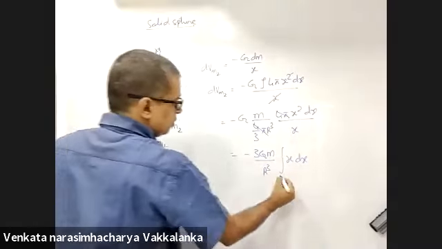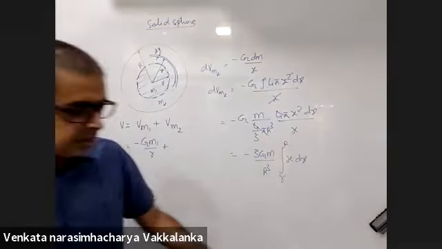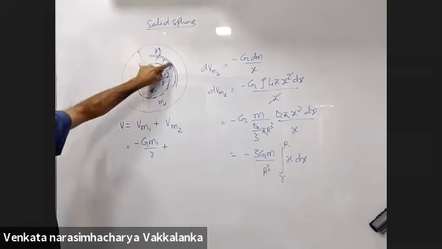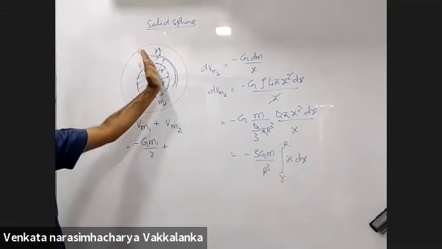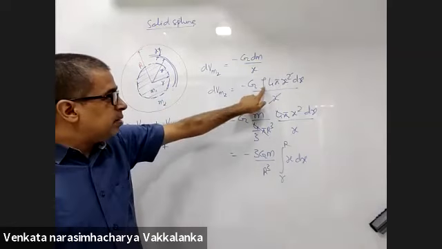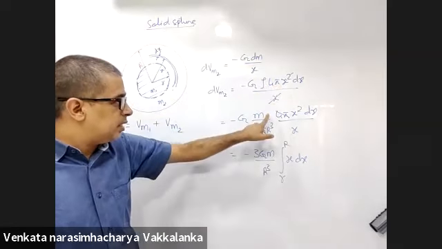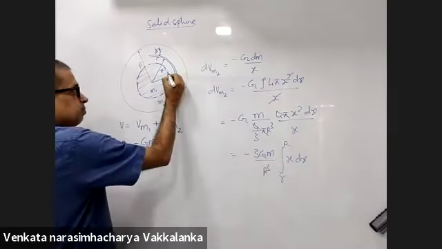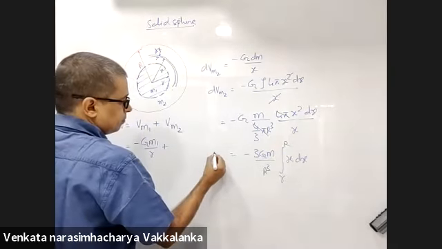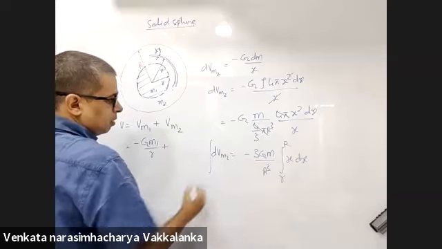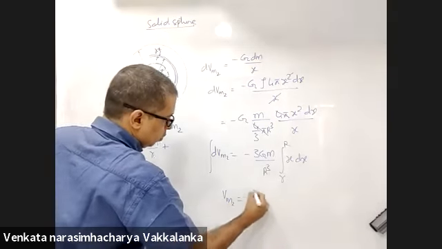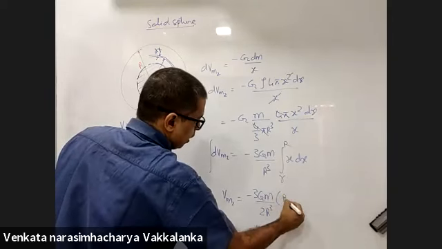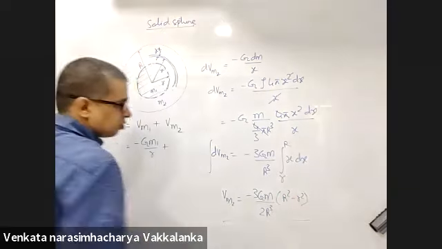Least value of x is small r, maximum value of x is capital R. Minus G dm by x is the potential on the surface of the shell. Everywhere inside it will be the same. dm is density into volume of the shell. Density is mass per unit volume. This I will have to integrate from small r to capital R. Vm2 minus 3 GM by 2r cube, R square minus small r square.